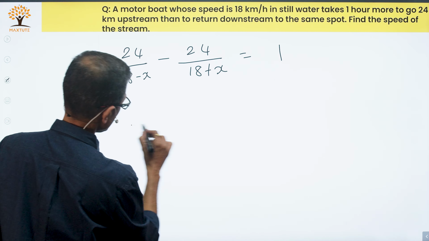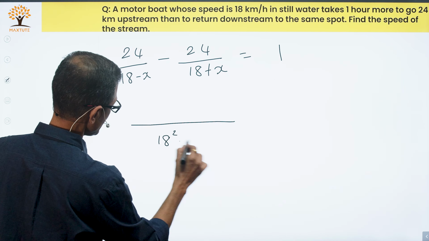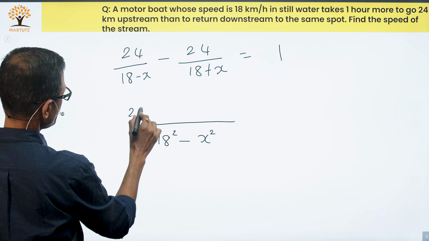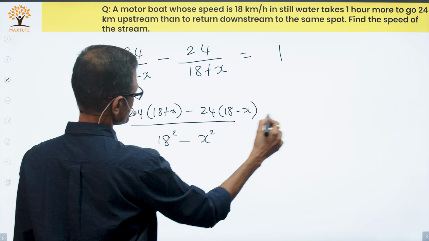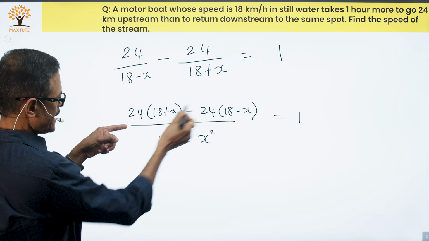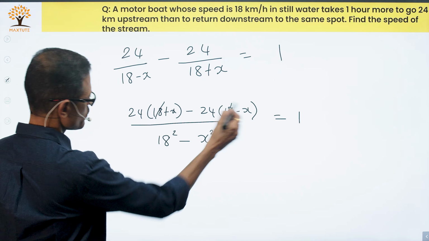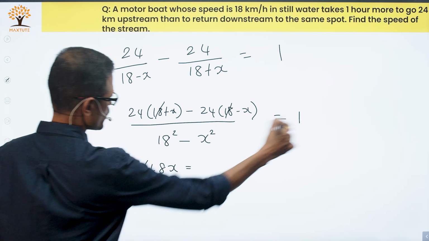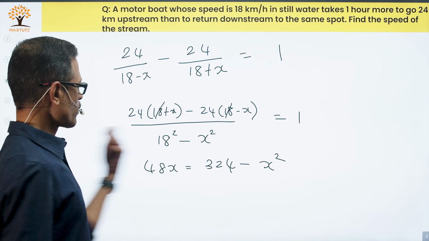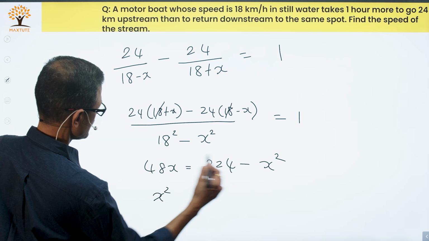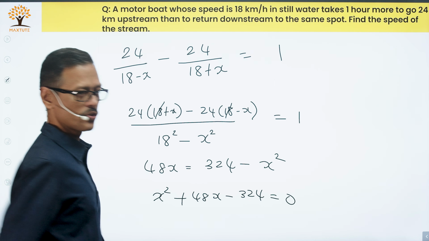So 18 plus x into 18 minus x is a common denominator, which is a minus b into a plus b, a square minus b square, 18 square minus x square. 24 into 18 plus x minus 24 into 18 minus x is equal to 1. 24 into 18 minus 24 into 18, these two get cancelled. Minus of minus will make it plus. So 24x plus 24x, 48x is equal to, cross multiplying this, 324 minus x square. 18 square is 324. Get all terms to one side, we'll have x square plus 48x minus 324 is equal to 0.